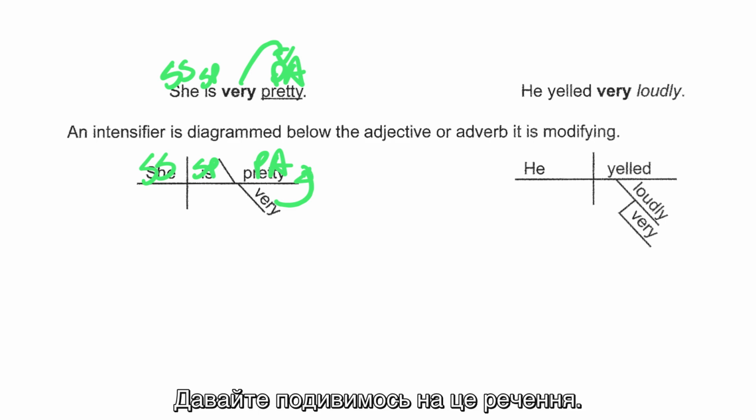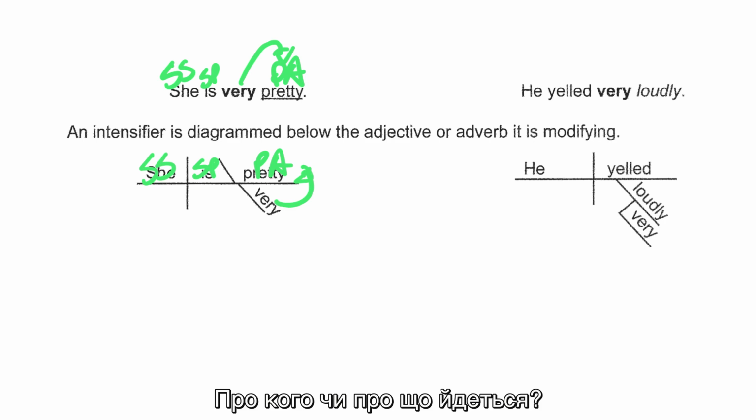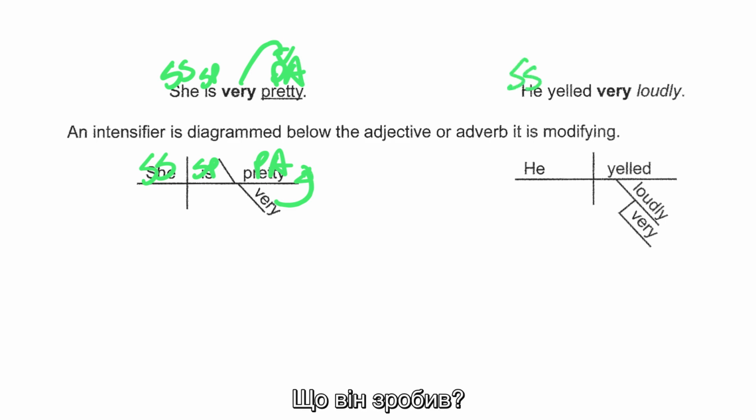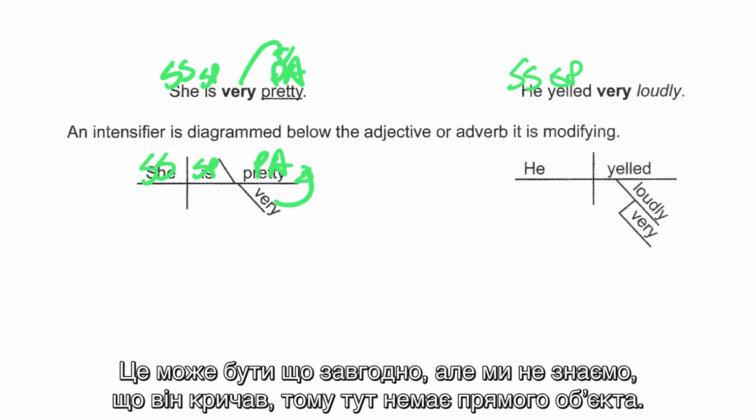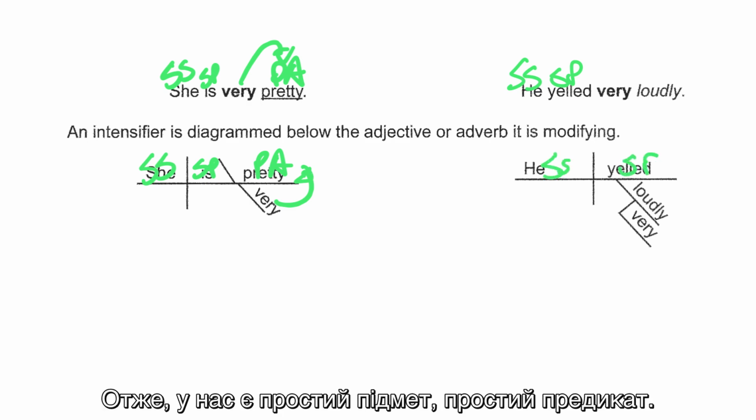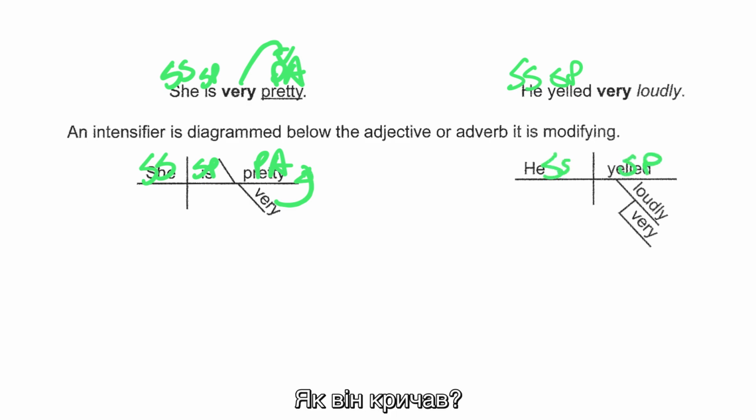Let's look at this sentence. He yelled very loudly. Who or what is this about? It's about he. What did he do? He yelled. What did he yell? We don't know. Could be anything, but we don't know what he yelled. So there's no direct object. So we have our simple subject, our simple predicate. How did he yell? Loudly.